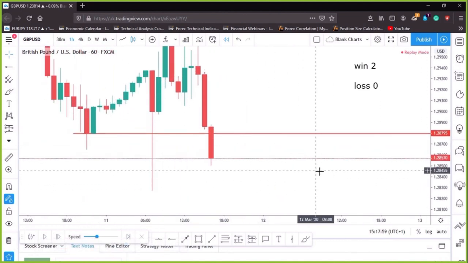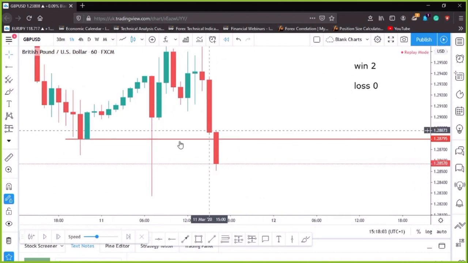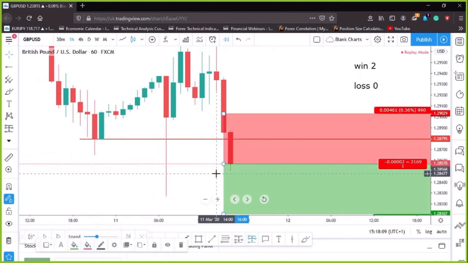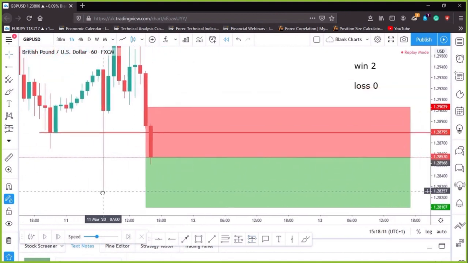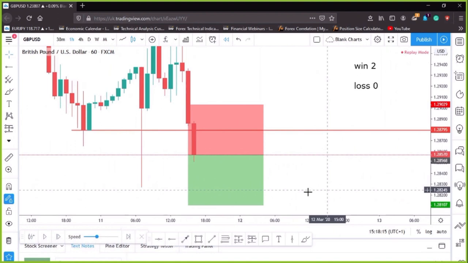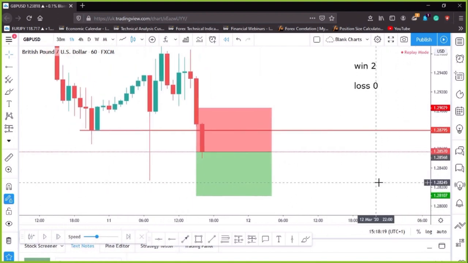So what do we do now? We know the daily is sells. We got our support broken. We want to place our trade. There you go. Okay. Now after this trade, I'm going to quickly explain something to you as well, right? Which might make it a bit clearer on why this works.